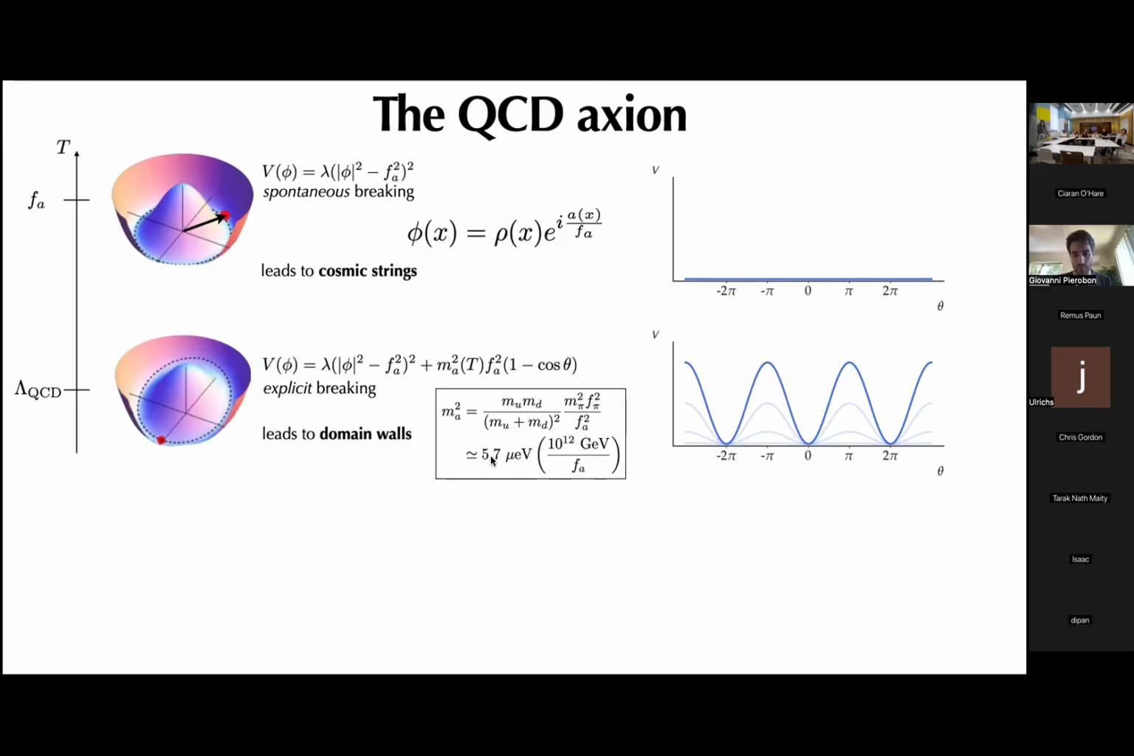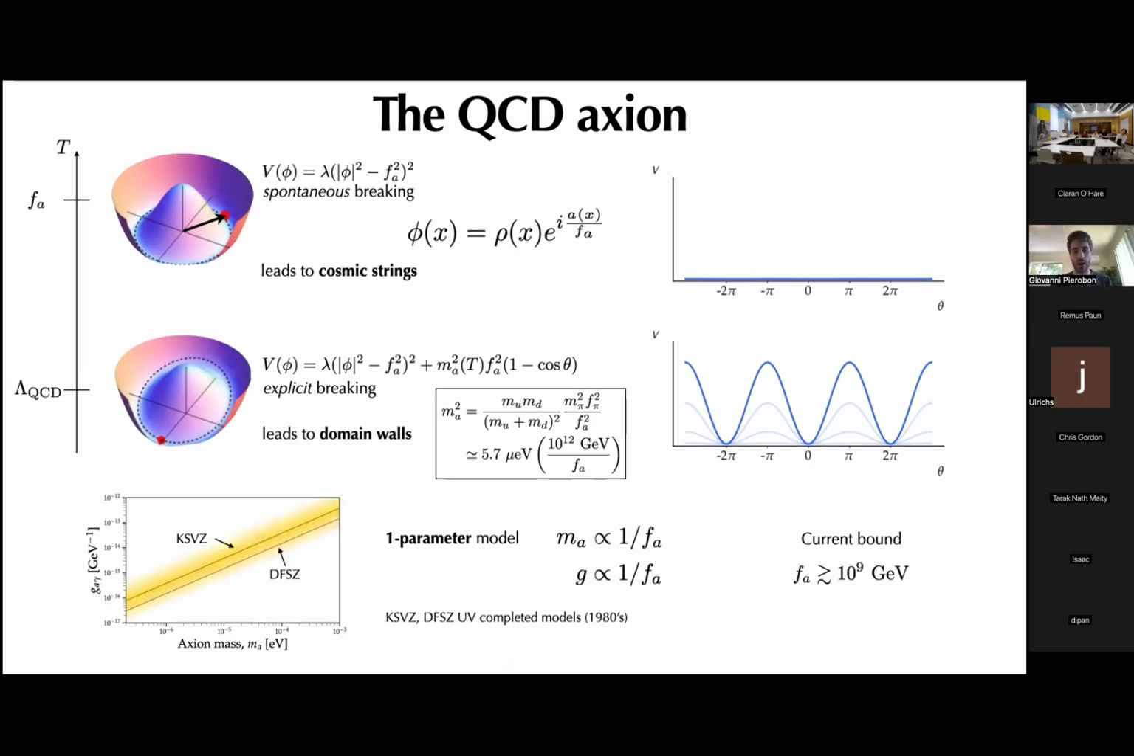So I'm also quoting some numbers here. For a typical value that is not excluded, so this is a fairly large number in energy scale, we have a ballpark micro-electron volt mass for the axion, which is much smaller than any other standard model particle.